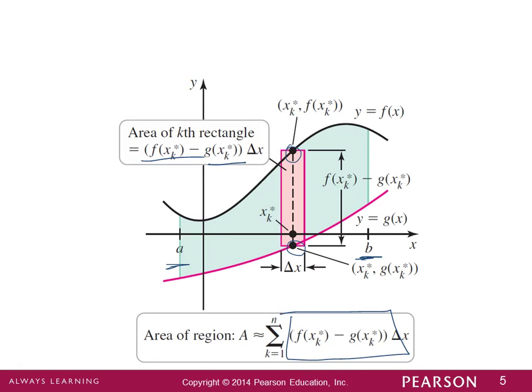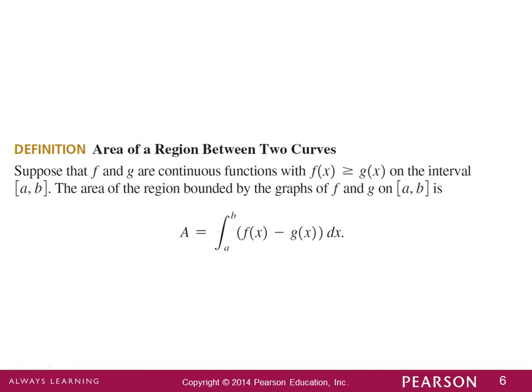And so knowing how this ended up with Riemann sums and how we took these summations and led that into integration, we can use the same idea here to say that, well, the area of a region between two curves is just going to be the integral of f of x minus g of x.